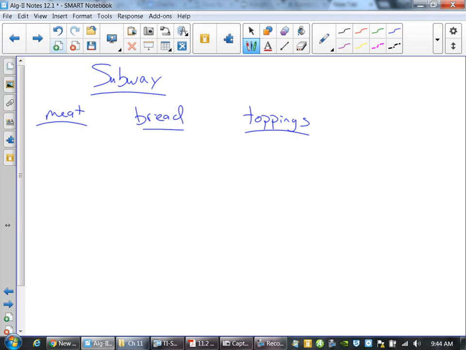So I count like 13 meats. How many types of bread do they have now? They used to only have 2. Now they've got white, wheat, 9 grain, and cheese bread. Let's just say 6.